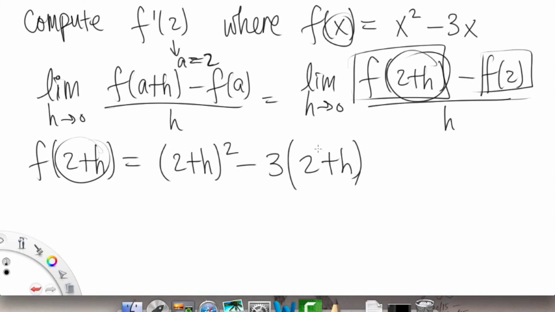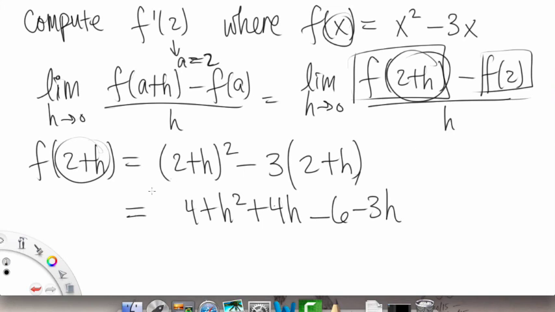Okay, so then we'll just continue solving for this, alright? So we're going to get a 4 plus h squared plus 4h, okay? And then we get a minus 6 minus 3h. So this turns out to be, what are we going to have?